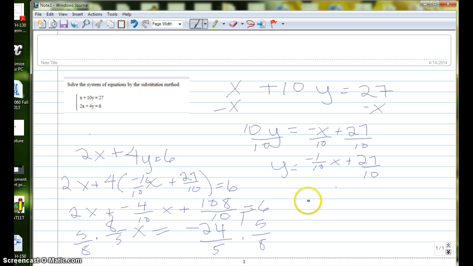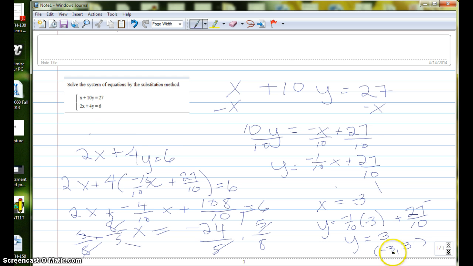Here we get x, so the 5's would cancel out, and the 8's would cancel out, and we would get x equals negative 24 divided by 8, which is negative 3. So we get x equals negative 3. Now we're going to plug that negative 3 in here, so we would have y equals negative 1 over 10 times negative 3 plus 27 over 10. So this would end up being 3 over 10 plus 27 over 10, which is 30 over 10, which gives us positive 3. So our solution would be negative 3, 3.